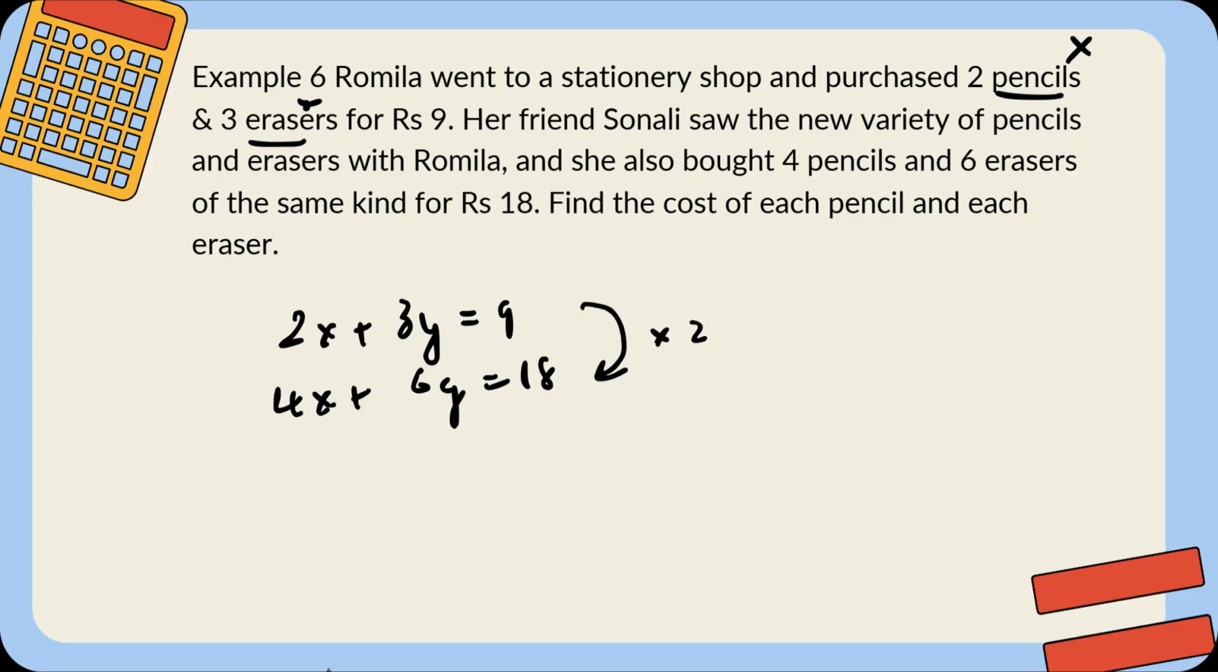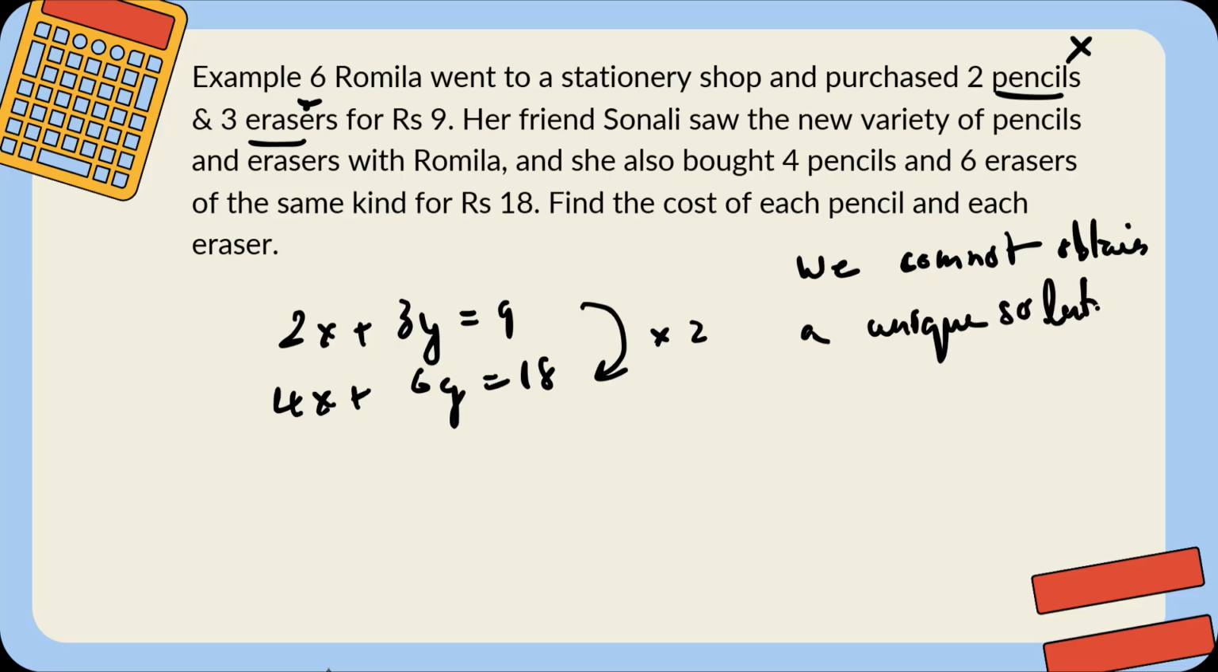So there is a problem here. What is the problem? Both the equations are the same. If both the equations are the same, are we able to find the unknown variables? No, we cannot obtain a unique solution, because it is the same solution. A unique solution as in we cannot find x and y, right? So these two equations will give infinitely many solutions.